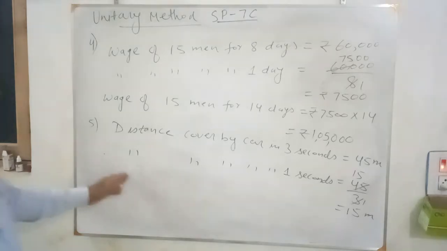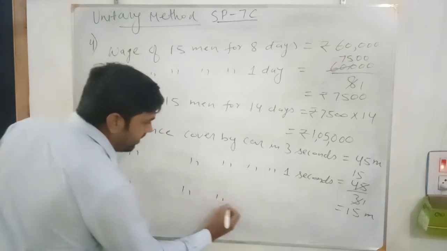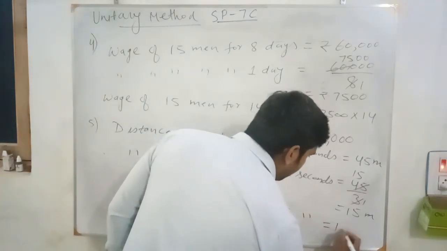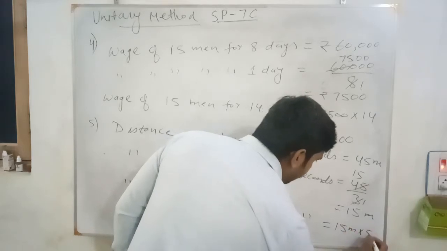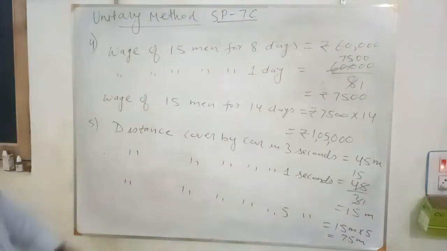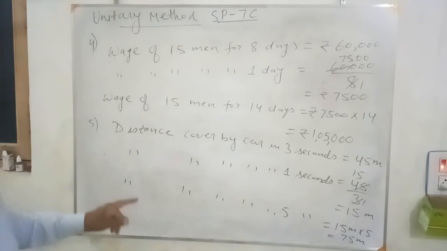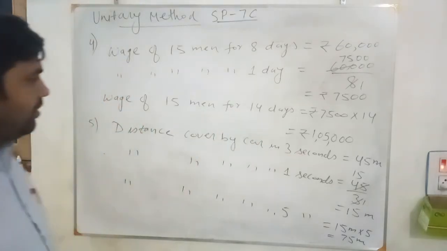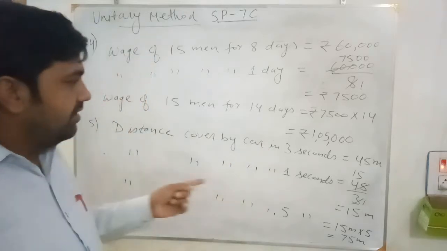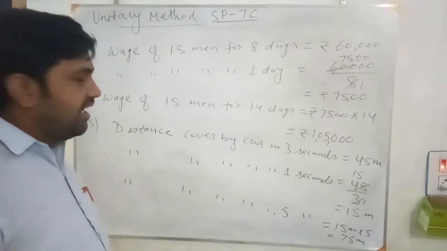Now the question asked is the distance covered by the car in 5 seconds. Therefore the distance covered by the car in 5 seconds is equal to 15 meters into 5, that is 75 meters. Similarly, you can find the time taken by the car to cover 45 meters is 3 seconds. Now the time taken by the car to cover 1 meter is 3 by 45 seconds, that is 1 by 15 seconds.